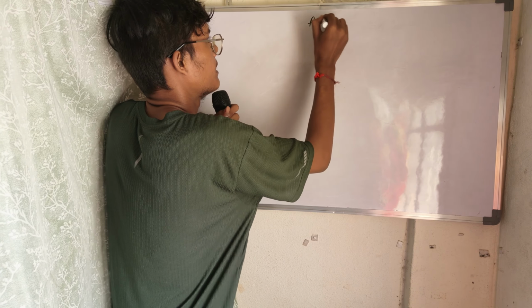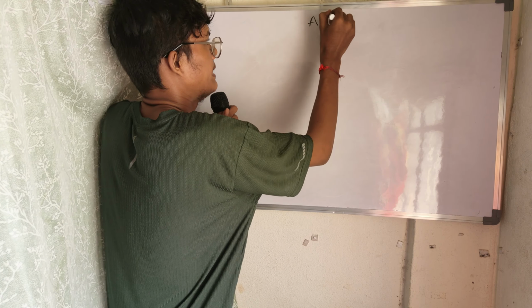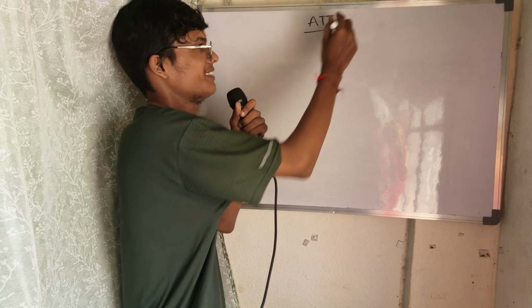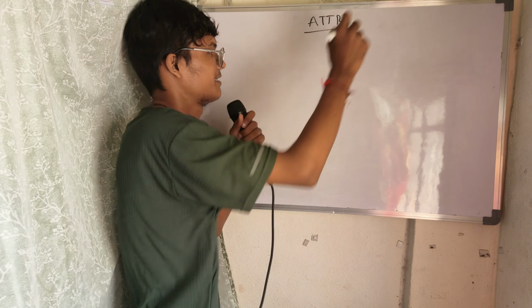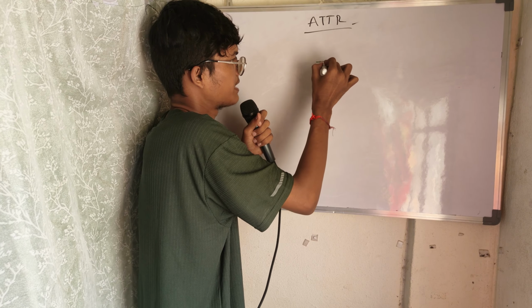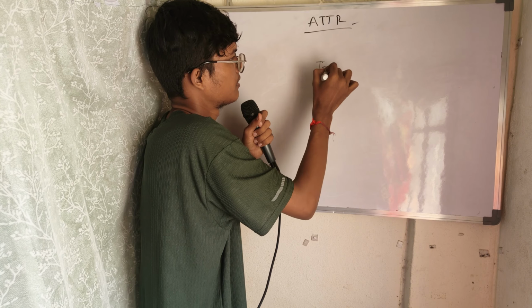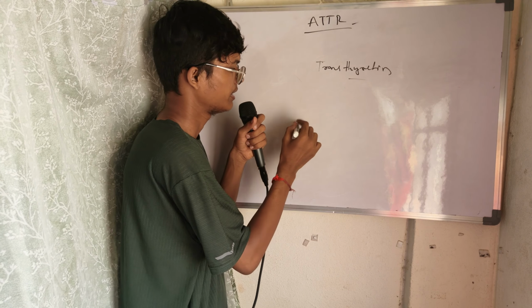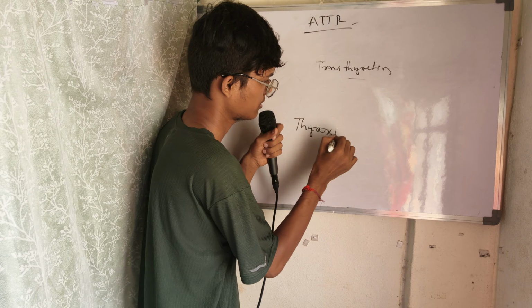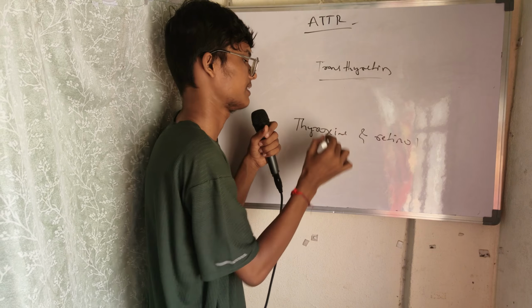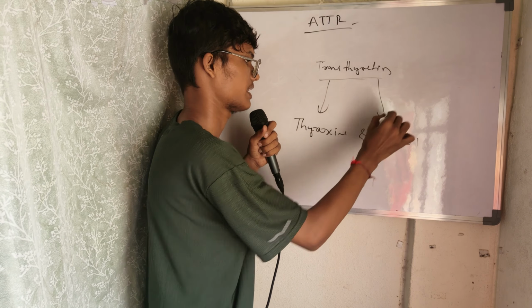Then the next one is ATTR. This time also we'll keep the abbreviation secret. There is a transporter known as transthyretin. In the blood, it transports thyroxine and retinol. What does transthyretin do? It transports thyroxine, and it also transports retinol.